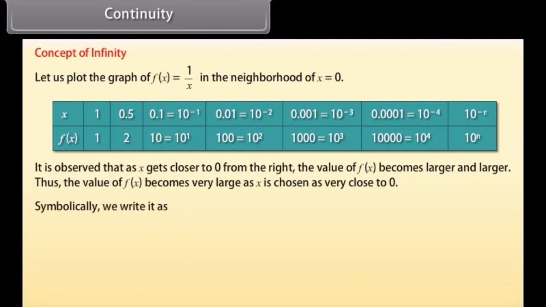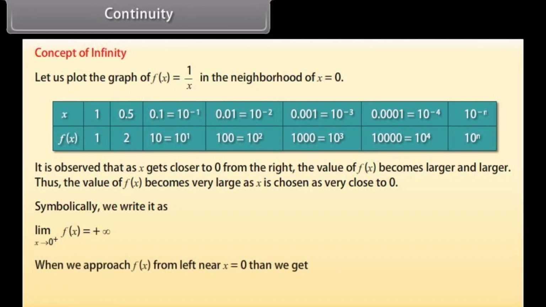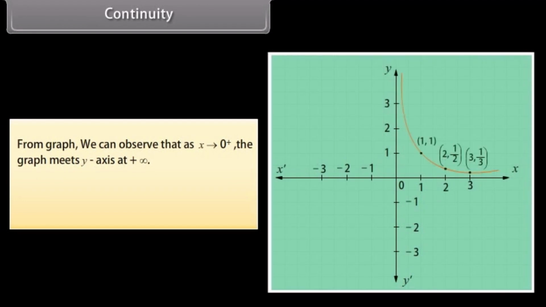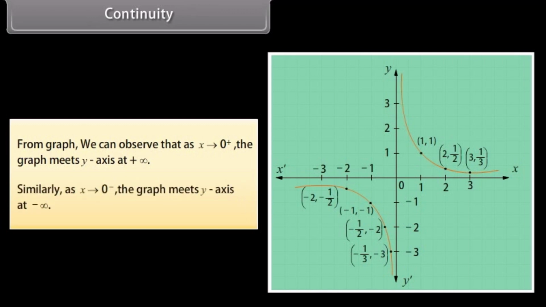Symbolically, we write it as limit x approaches 0 plus of f(x) is equal to plus infinity. When we approach f(x) from the left near x equal to 0, then we get limit x approaches 0 minus of f(x) is equal to minus infinity. From the graph, we can observe that as x approaches 0 plus, the graph meets the y-axis at plus infinity. Similarly, as x approaches 0 minus, the graph meets the y-axis at minus infinity.